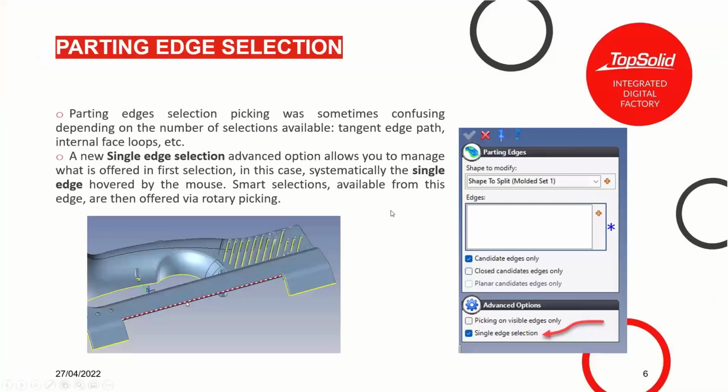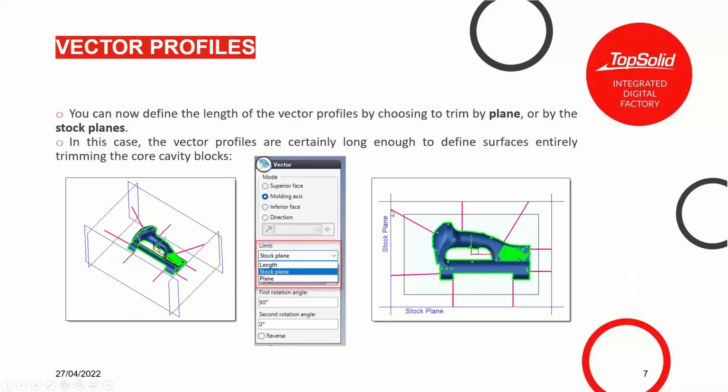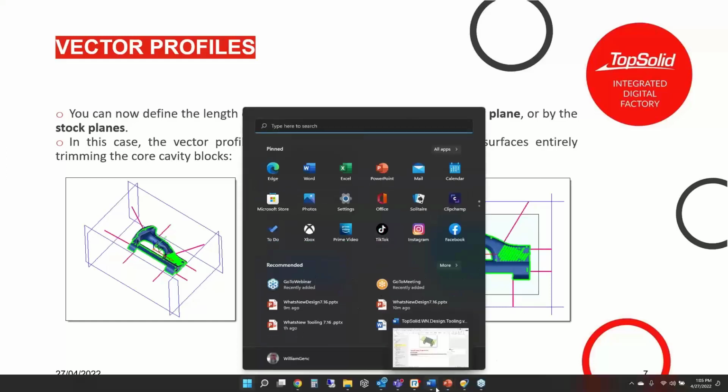So let's go back to our slides, have a look. So now with vector profiles, you have the ability to control the length of the vector. It used to only be you could type in a length, 3 inches, 4 inches, 60 millimeters, 100 millimeters, whatever. But now you can have them limited by either the stock plane or a specific plane. Okay, so let's go have a look at that.